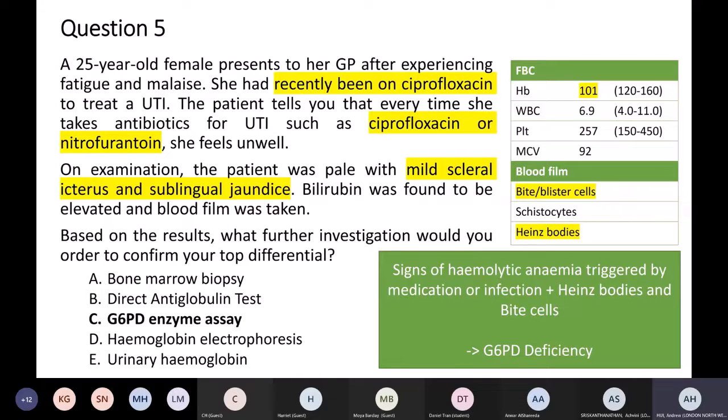So this history is quite typical for something called G6PD deficiency. So this patient, every time she takes antibiotics or has an infection, she feels really unwell, and that's presumably because she's developed this anemia, which is making her feel unwell. The fact that she has signs of jaundice and raised bilirubin with anemia probably points to a hemolytic anemia going on. And the blood film shows Heinz bodies, bite and blister cells, and schistocytes. All of these together point towards something called G6PD deficiency.